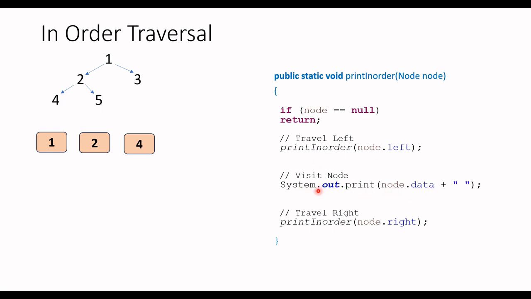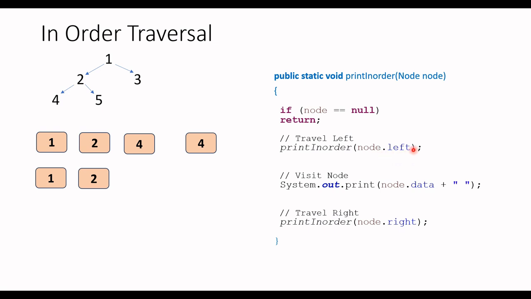So 4 dot data, basically the data of this particular node, will be printed at this step, and then it will move on to 4 dot right. 4 dot right is again null. So the control will be given back, and since the function is complete, the control will be passed back to where we had left earlier, that is 2 dot left.